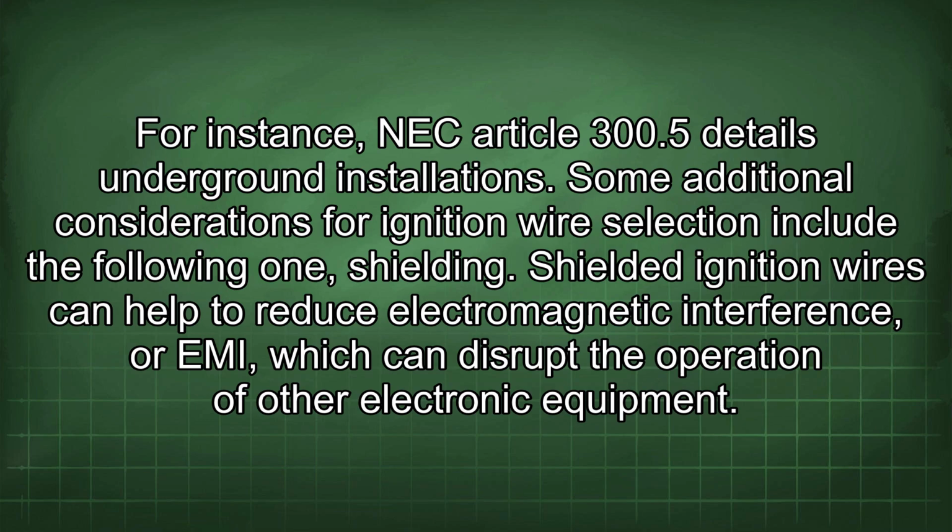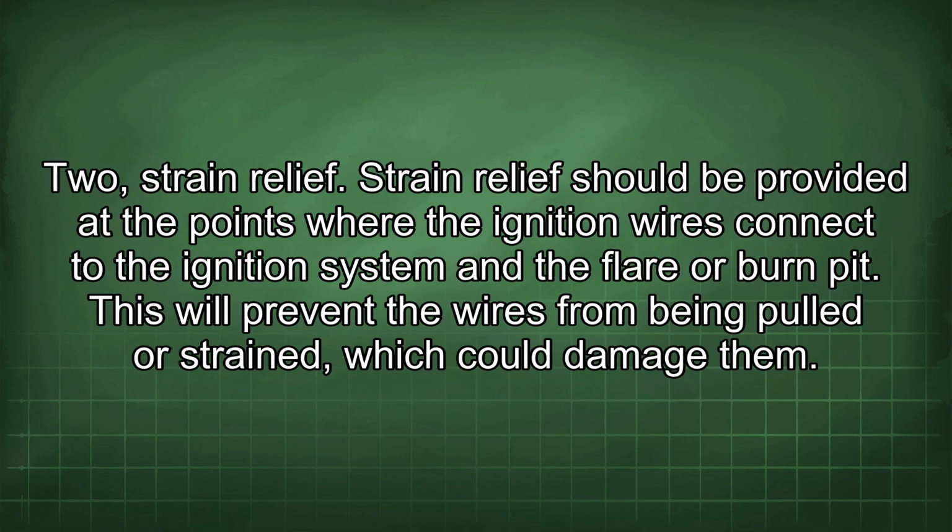Some additional considerations for ignition wire selection include the following: 1. Shielding. Shielded ignition wires can help to reduce electromagnetic interference, or EMI, which can disrupt the operation of other electronic equipment. 2. Strain relief. Strain relief should be provided at the points where the ignition wires connect to the ignition system and the flare or burn pit. This will prevent the wires from being pulled or strained, which could damage them.